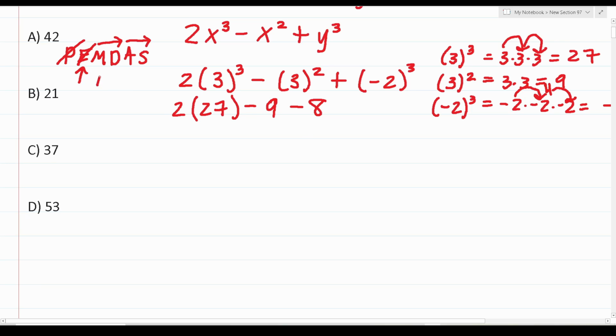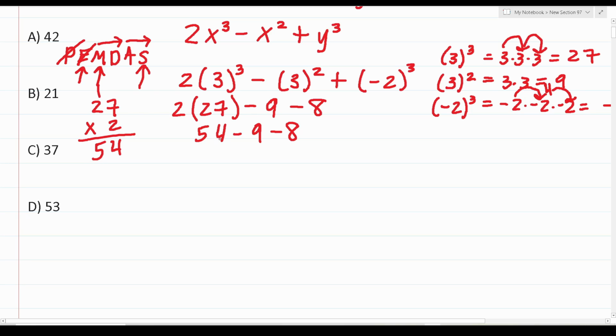So clearly we're going to do our multiplication before we take care of our subtraction. And in case you can't do that mentally, let's do it off to the side. We have 2 times 27. 7 times 2 is 14, carry a 1. 2 times 2 is 4 plus 1 is 5. So this is 54 minus 9 minus 8.